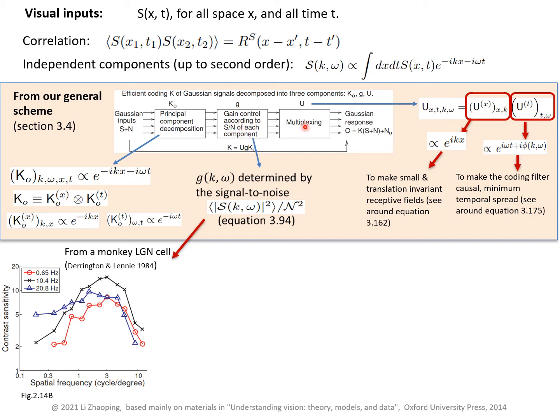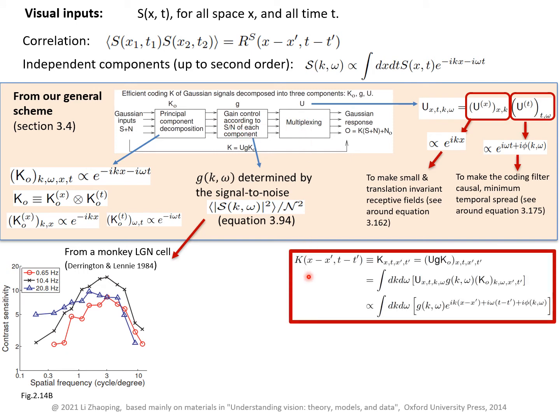Combining these three stages together, we will have this spatial temporal filter as the efficient coding filter, coupling space and time. You can see that generally it is a filter with this sensitivity gain function, bandpass filter, G as a function of k and omega. And of course, to make this filter real, these phases need to satisfy these constraints.